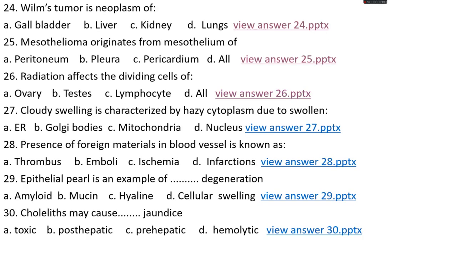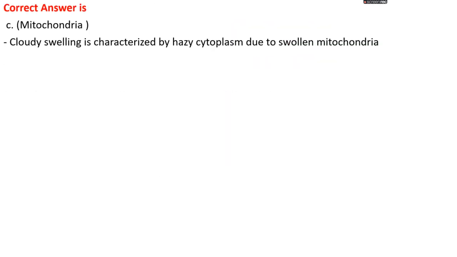Okay. Question number 27. Cloudy swelling is characterized by hazy cytoplasm due to swollen option A, endoplasmic reticulum, option B, Golgi bodies, option C, mitochondria, option D, nucleus. The right answer is option C, that is mitochondria. Cloudy swelling is characterized by hazy cytoplasm due to swollen mitochondria.